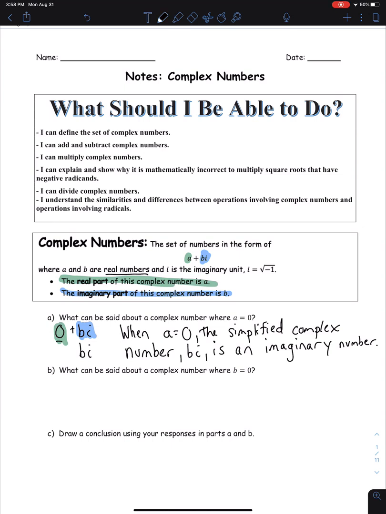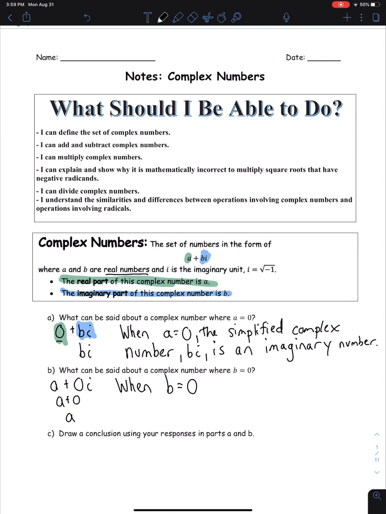What can be said about a complex number where b is 0? Take a second, pause the video, and try and reason it out. Play it once you're done. So let's see what happens when b is 0. So we have a, which is a real number, plus 0 times i. 0 times i is just 0, so that would be a plus 0, which is just a. So when b is equal to 0, what can we say?